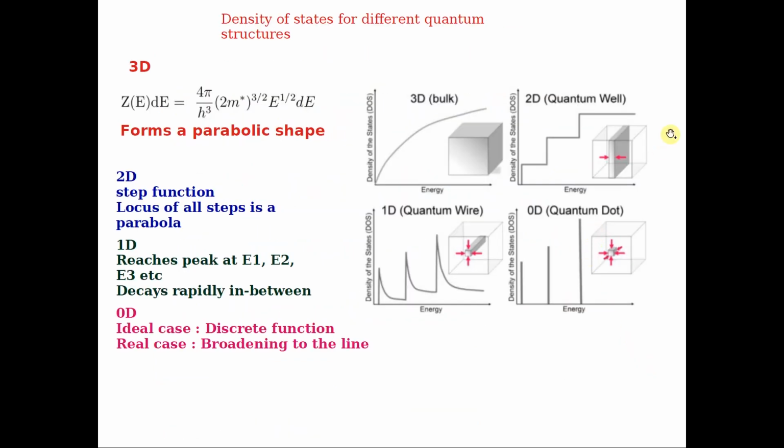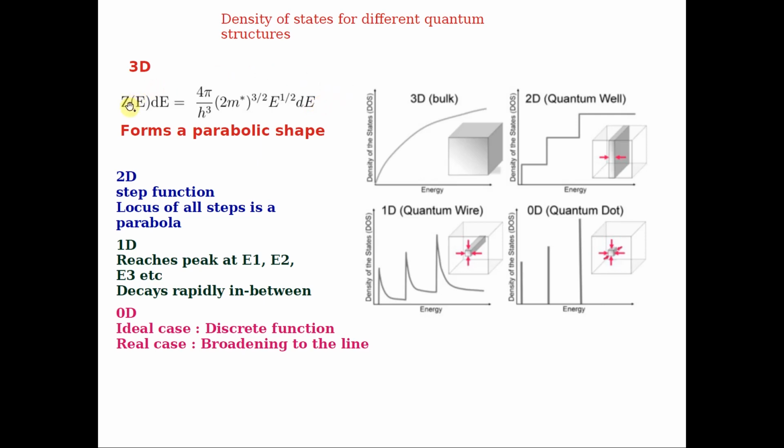Now, how do we understand the different quantum structures based on this concept of density of states? If I have a three-dimensional bulk material, this is the expression for density of states. Within a particular energy interval dE, the density of states Z(E) dE is given as 4π by h³, where h is Planck's constant, times (2m*)^(3/2). m* is the effective mass of the particle under consideration, times the square root of the energy, times the interval length dE.